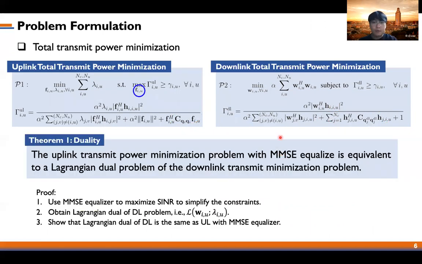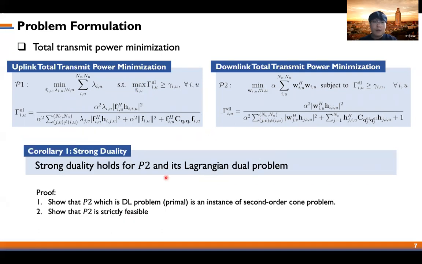And then we prove duality between two problems. We first simplify the max operator in the uplink constraints by using MMSE equalizer that maximizes the SINR. We then take a Lagrangian dual of the downlink problem and show that it is eventually equivalent to the uplink problem with MMSE equalizers. On top of that, we prove that there's no duality gap.